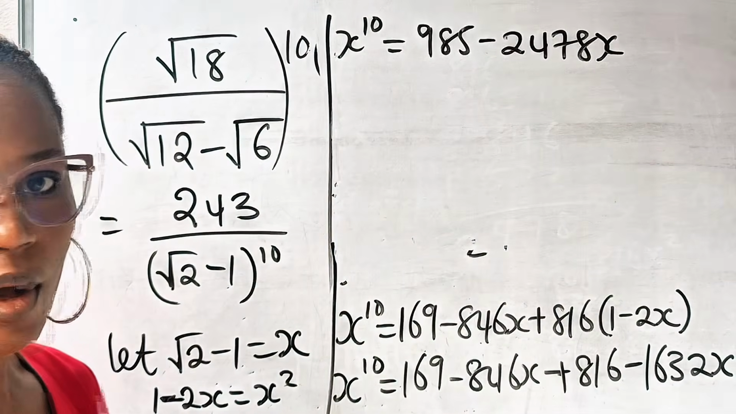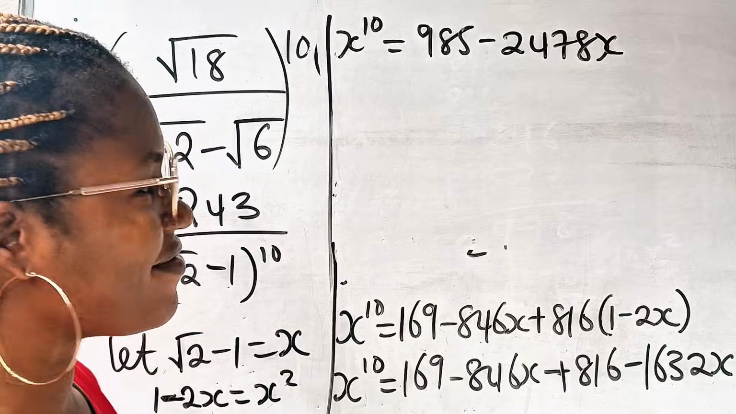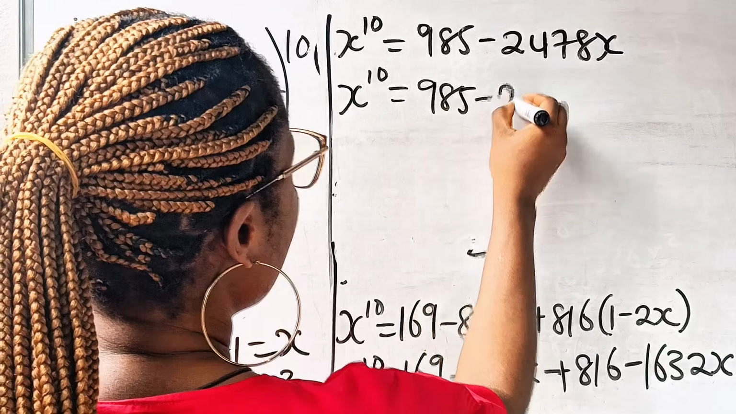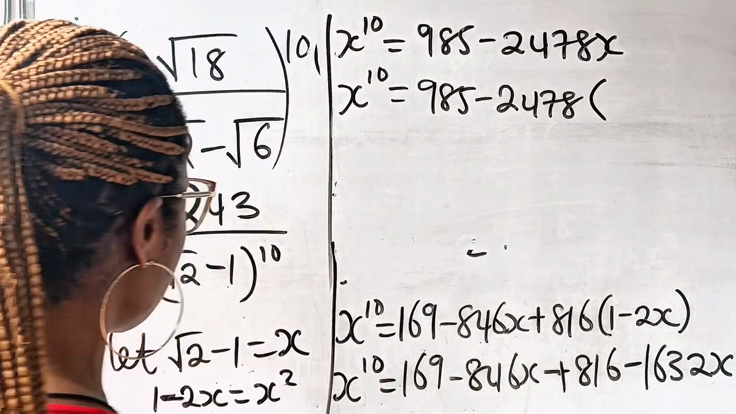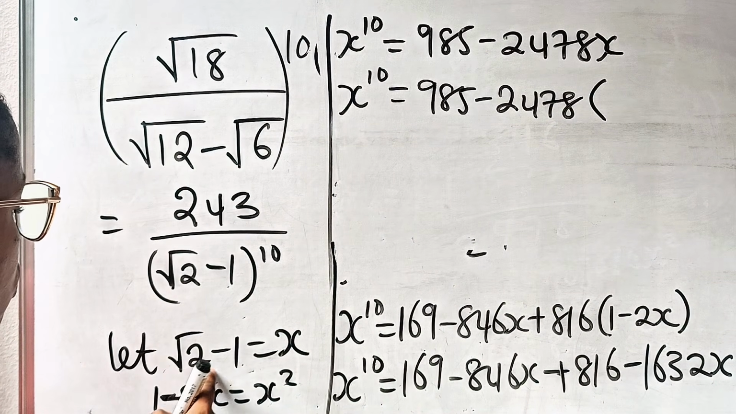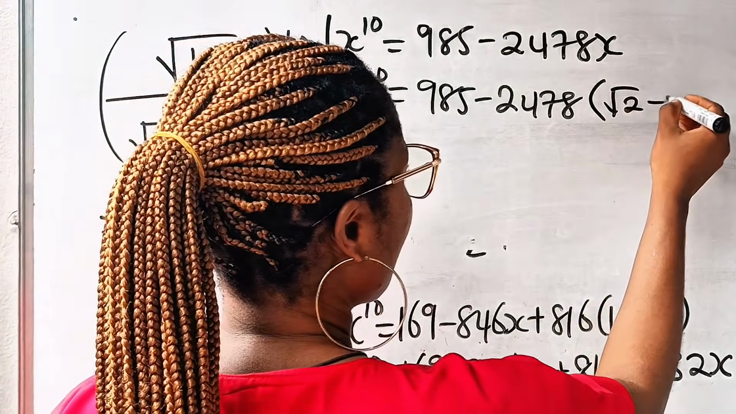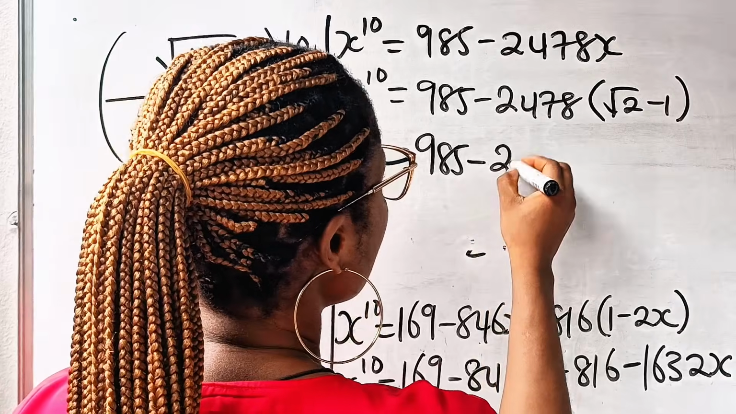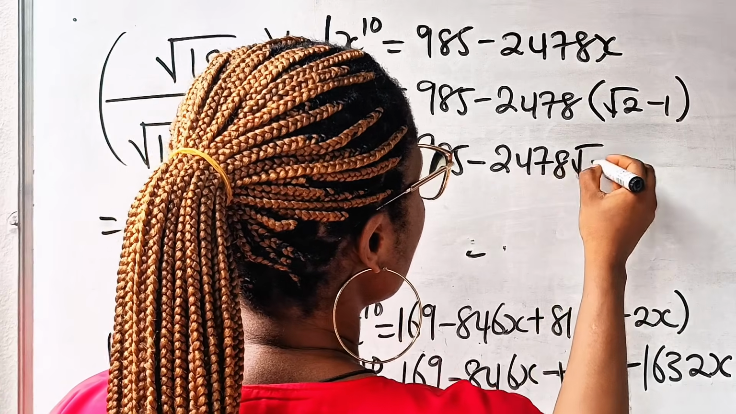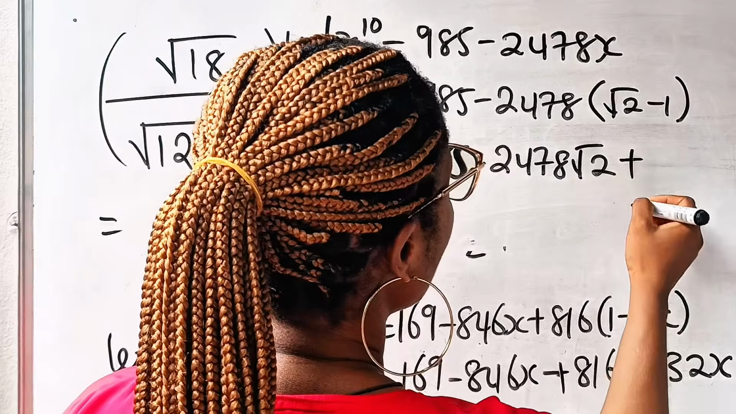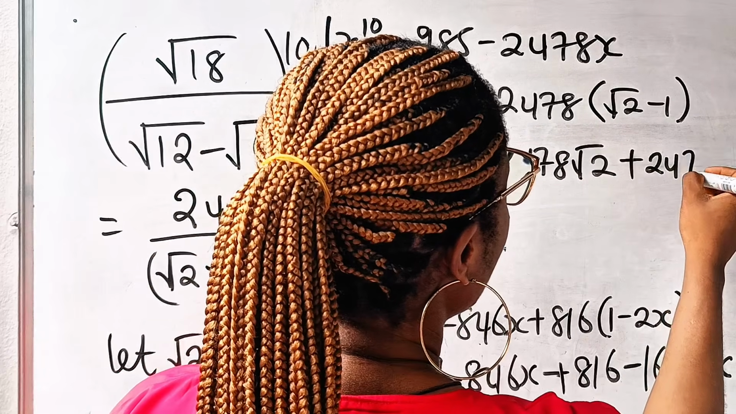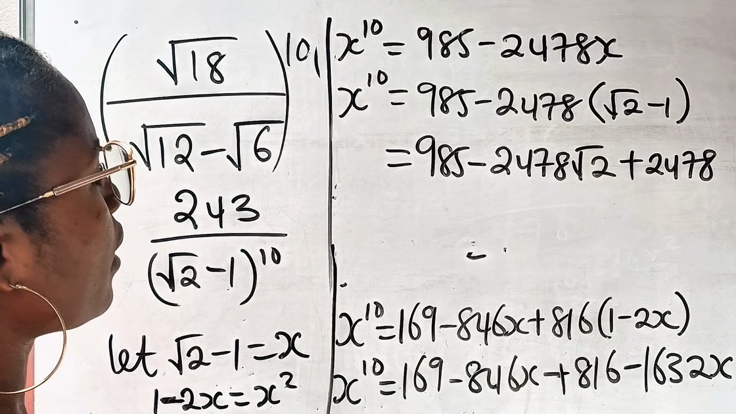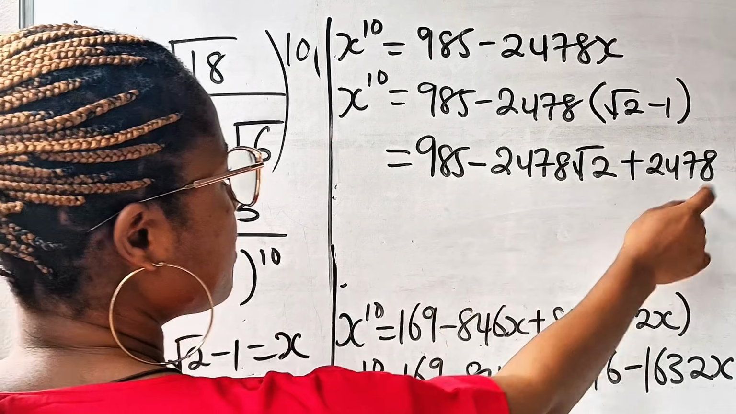Now we have x there and we're not leaving it there. So we have x to the power of 10 is 985 minus 2478 bracket. Remember that our x is what? Root 2 minus 1. So we have this to be equal to 985 minus 2478 root 2 plus 2478, right? Okay, now we have to add this to this.